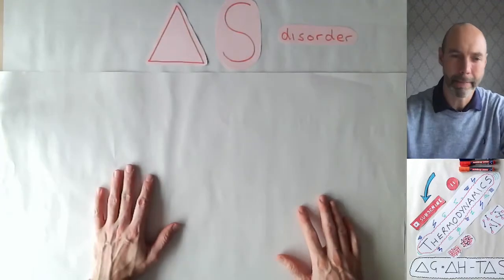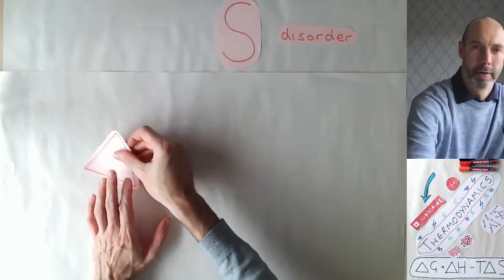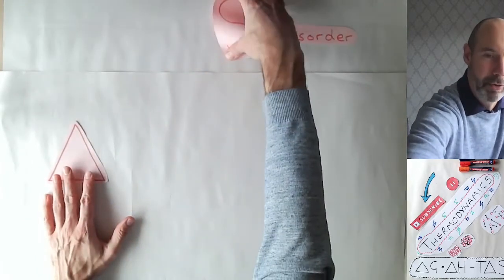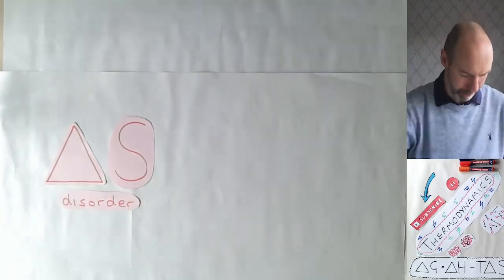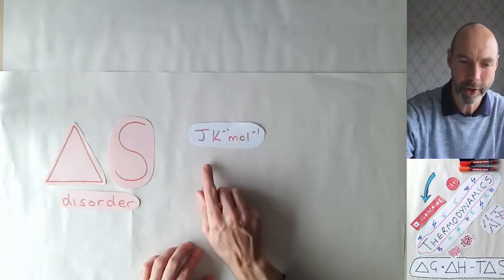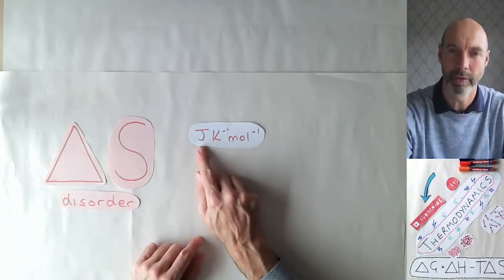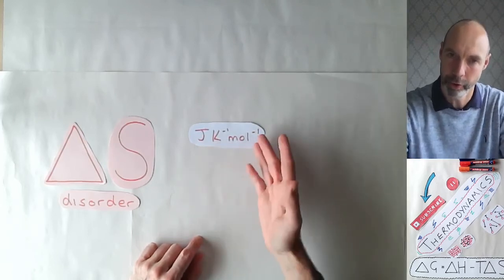So now it's time to step back a little bit and let's look at the bigger picture. So delta S is the entropy change. S is a measure of the disorder. And we've seen the units a couple of times. The units, because it's an energy, it's joules. But this one is joules per Kelvin per mole, not just joules per mole.